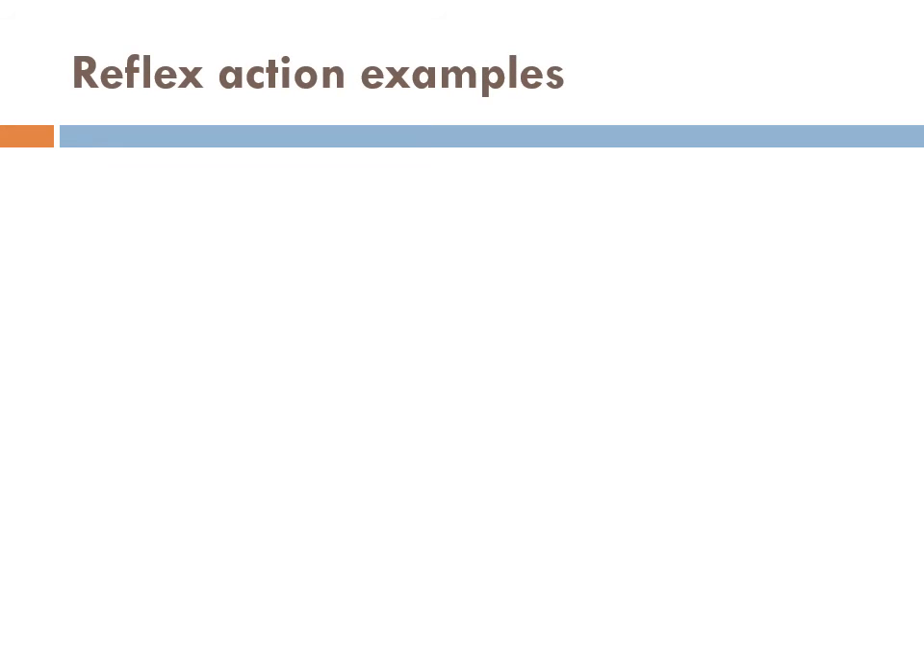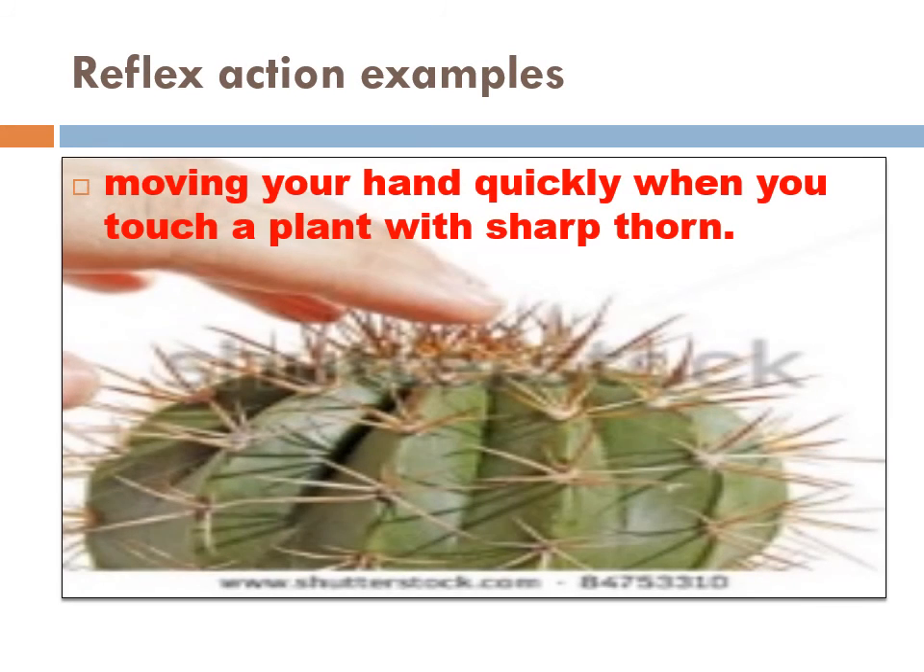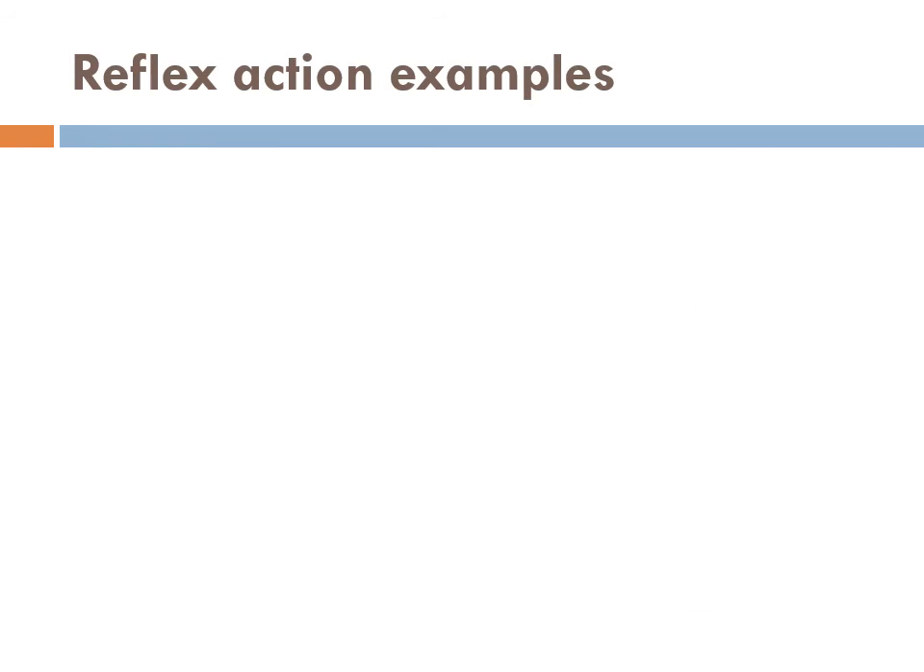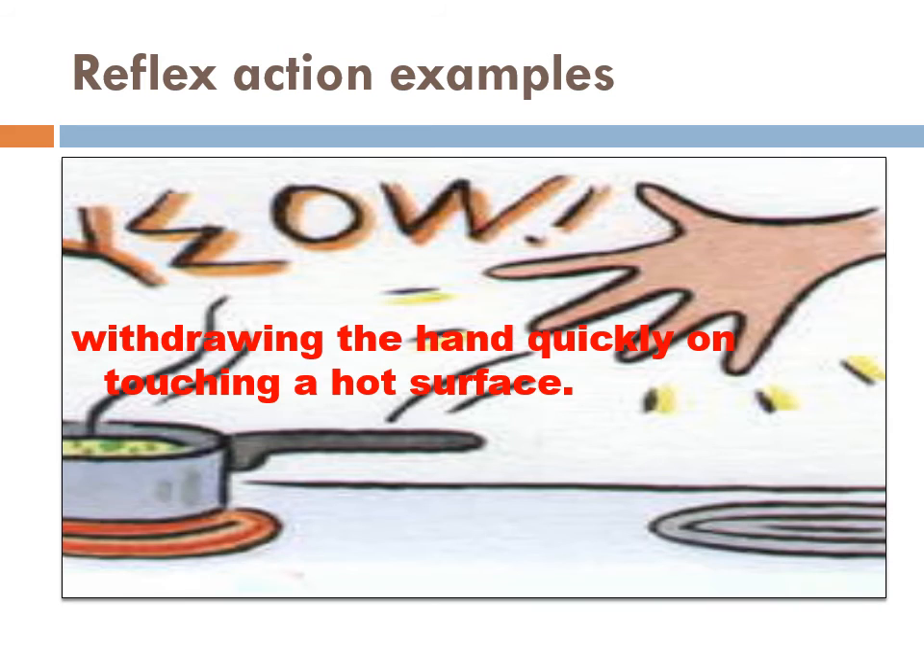What are the examples of reflex action, my friends? First, moving your hand quickly when you touch a plant with sharp thorns. This is a kind of reflex action. Another example, withdrawing your hand quickly on touching a hot surface.